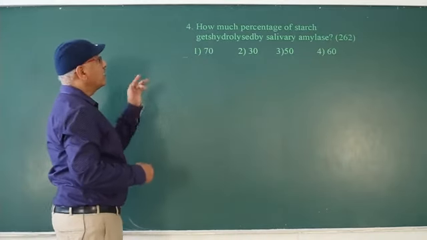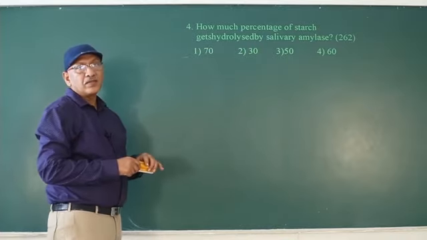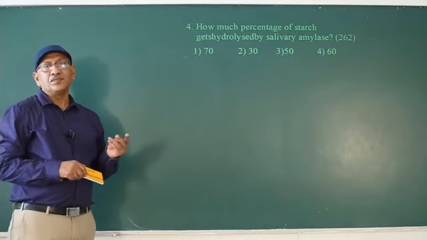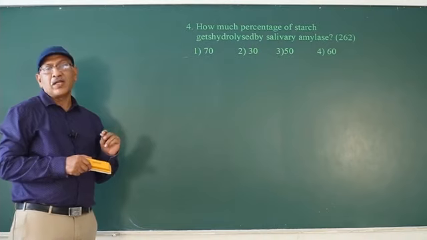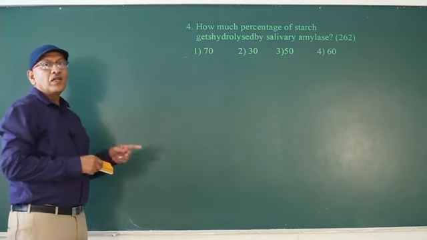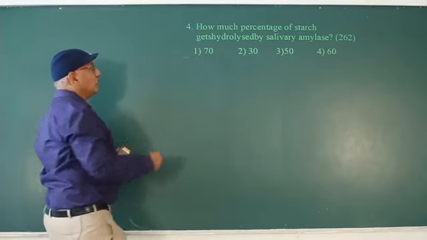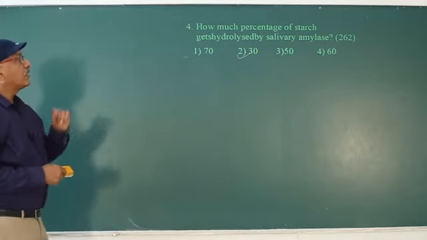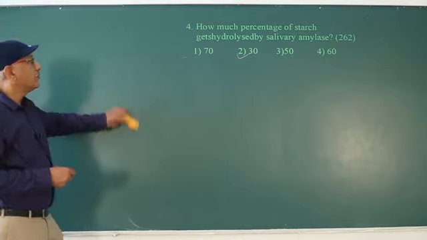How much percentage of starch gets hydrolyzed by salivary amylase? 30% of starch is converted into maltose by salivary amylase. The remaining 70% of starch is converted into disaccharides by the action of pancreatic amylase. So the answer is 30%.